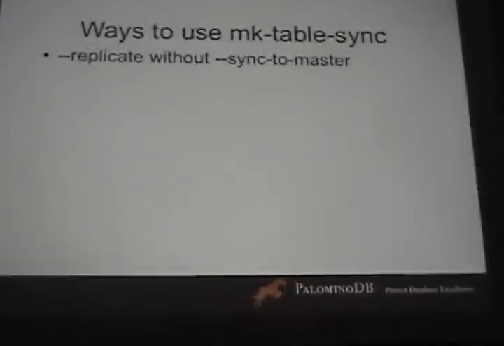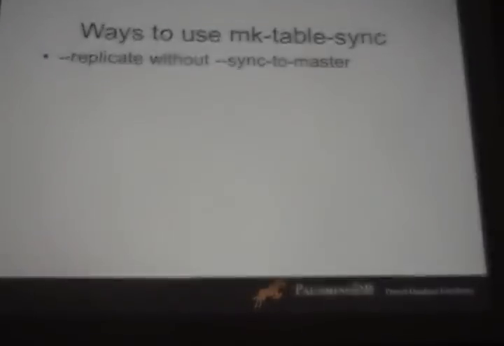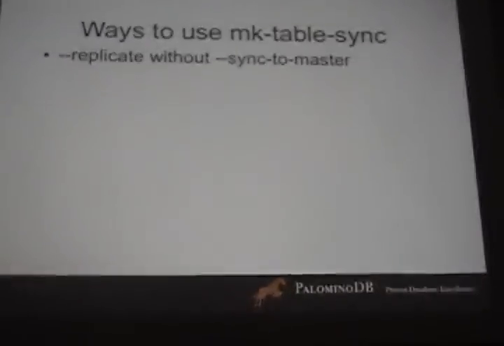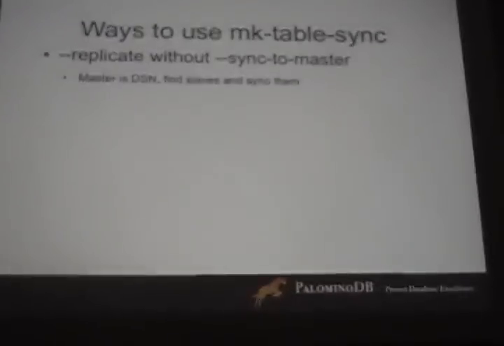So there are other ways to use mk-table-sync. The way we used it was we used --replicate and gave it the table. We did not use a parameter called --sync-to-master. And we ran it on the master. If you use it with --sync-to-master, so this is what I had, the master is the DSN. Find the slaves and sync them.